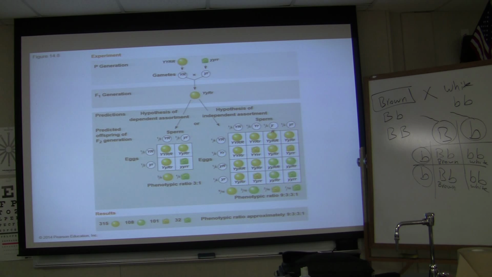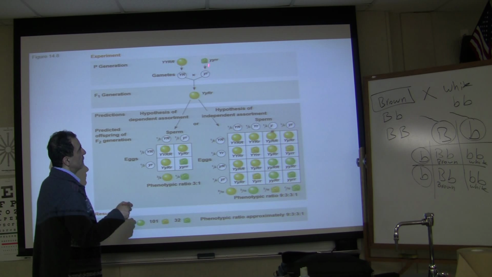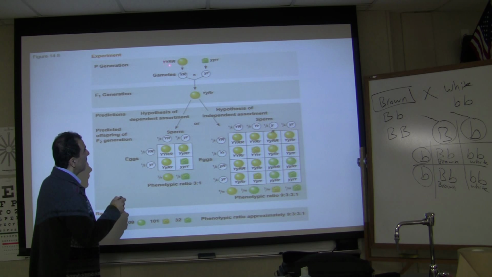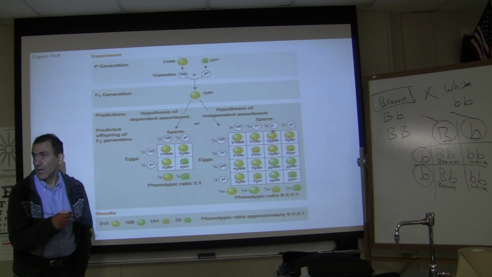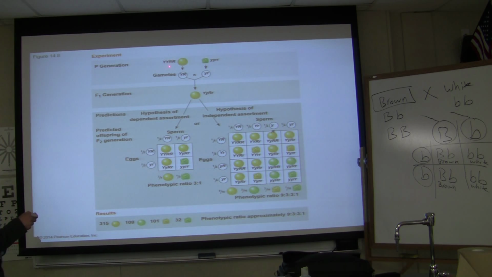But anyway, let's go. So this one is a purebred yellow, and this one is purebred green. Oh, I'm sorry, yellow and round. Yellow and round. Do you guys see that one? Katrina and Lauren, do you guys see that? Capital Y, capital R. You see that? The capital Y stands for yellow, and capital R stands for round. Tron, you see that? Ariel? And then wrinkled, small r, and green is small y, small y.